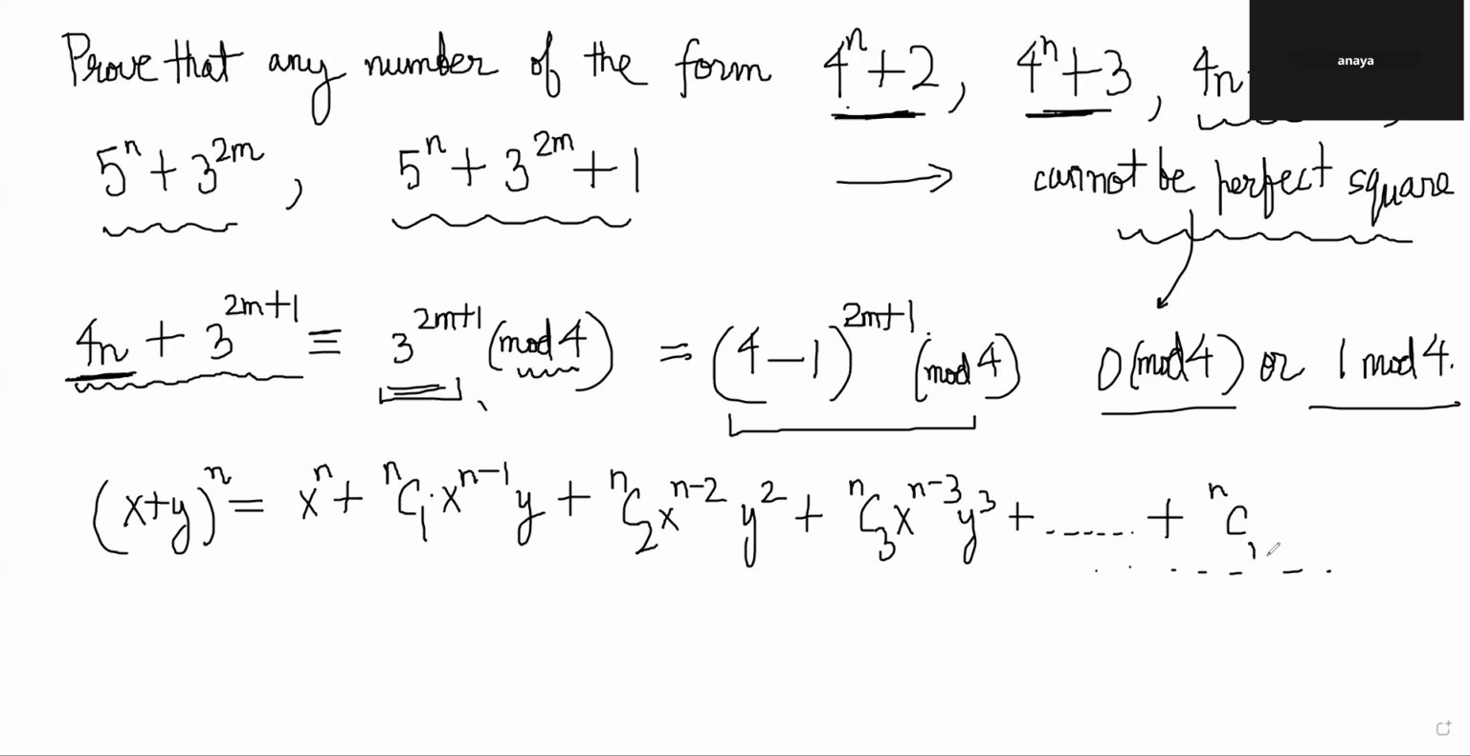Finally, the last term is nCn, x power 0, y power n, right? So know the pattern. The first term starts off with x power n, and the power of y is 0. Then the power of x is decreasing, n minus 1 for x, and y becomes 1. Then n minus 2, y square, n minus 3, y cube. Finally, at the end, it will be x power 0 and y power n. So the powers of x are decreasing one step at a time, and the powers of y are increasing. And these terms are binomial coefficients, nC1, nC2, nC3, nCn.